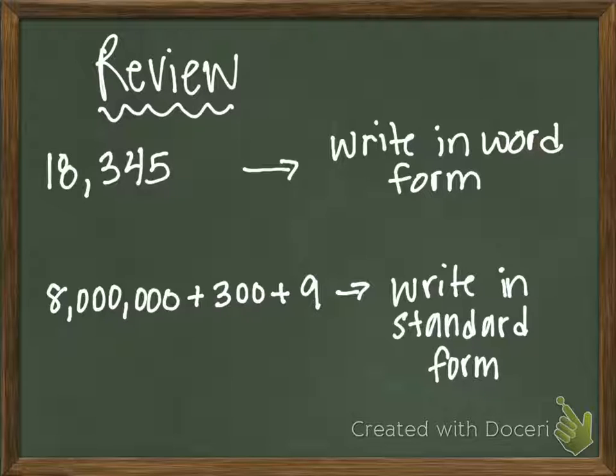So I want you to write 18,345. I want you to write this number into word form. The next thing I want you to do is to write 8 million plus 300 plus 9. I want you to make that expanded form into standard form. Remember, standard is just the normal way you write a number. I want you to take about 2 minutes to work with your table group on these two problems, and we'll come together as a group to answer them.